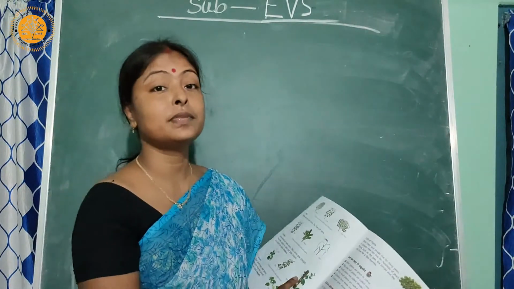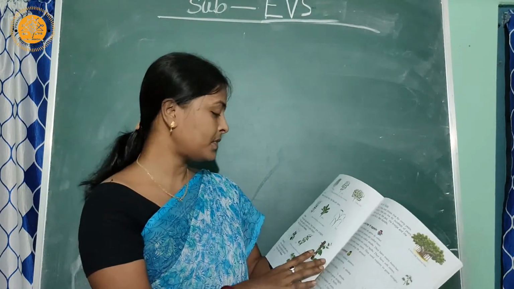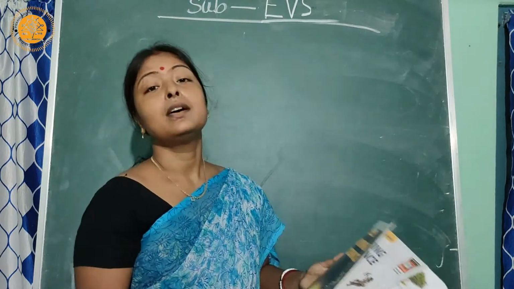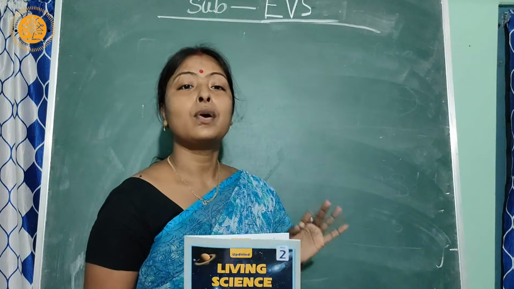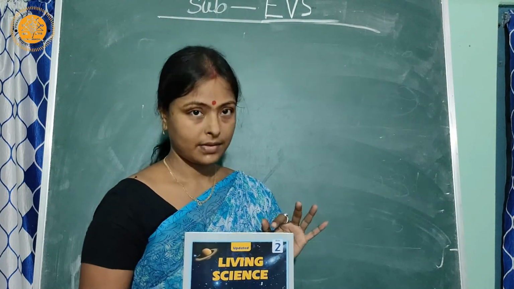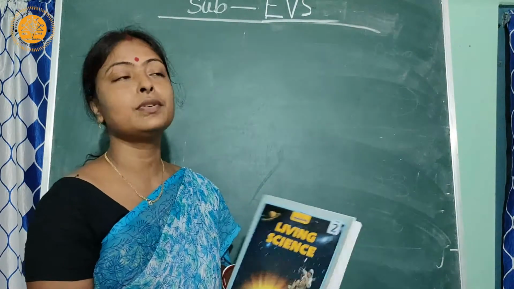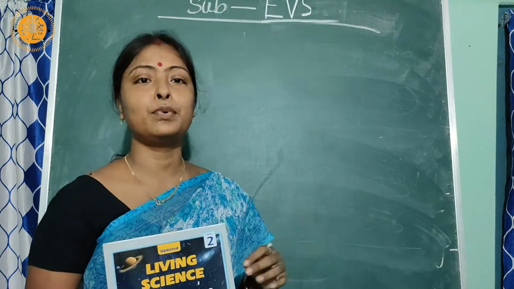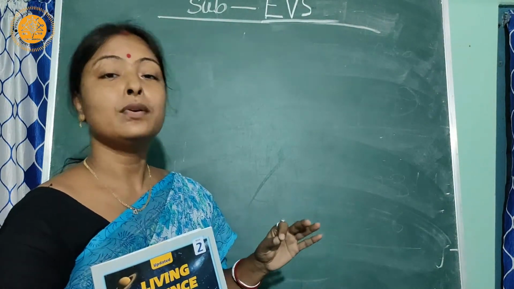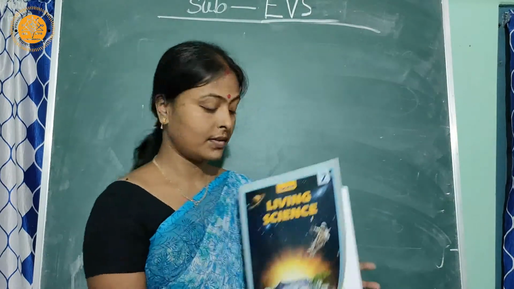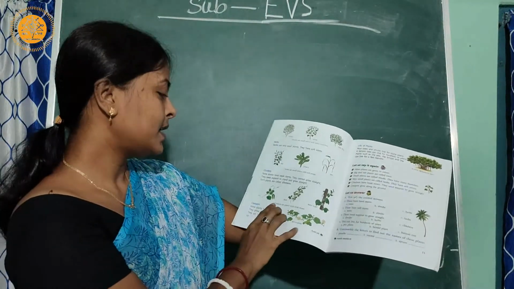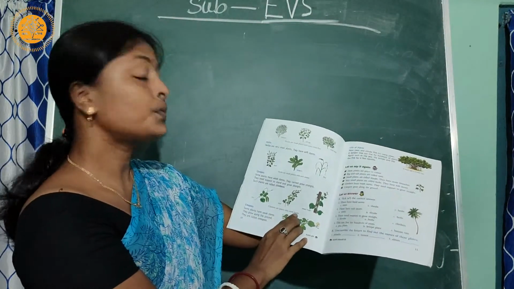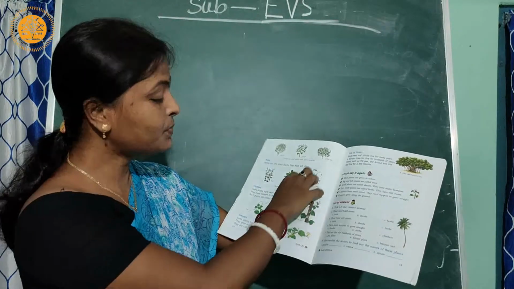Suppose the question comes in your exams: what are climbers? You can write: the plants which need support to grow are called climbers. Clear? In very easy language, the plants which need support to grow because of their weak stem are called climbers. Okay. Climbers are plants with weak stem. Clear? Up to this much we have done.